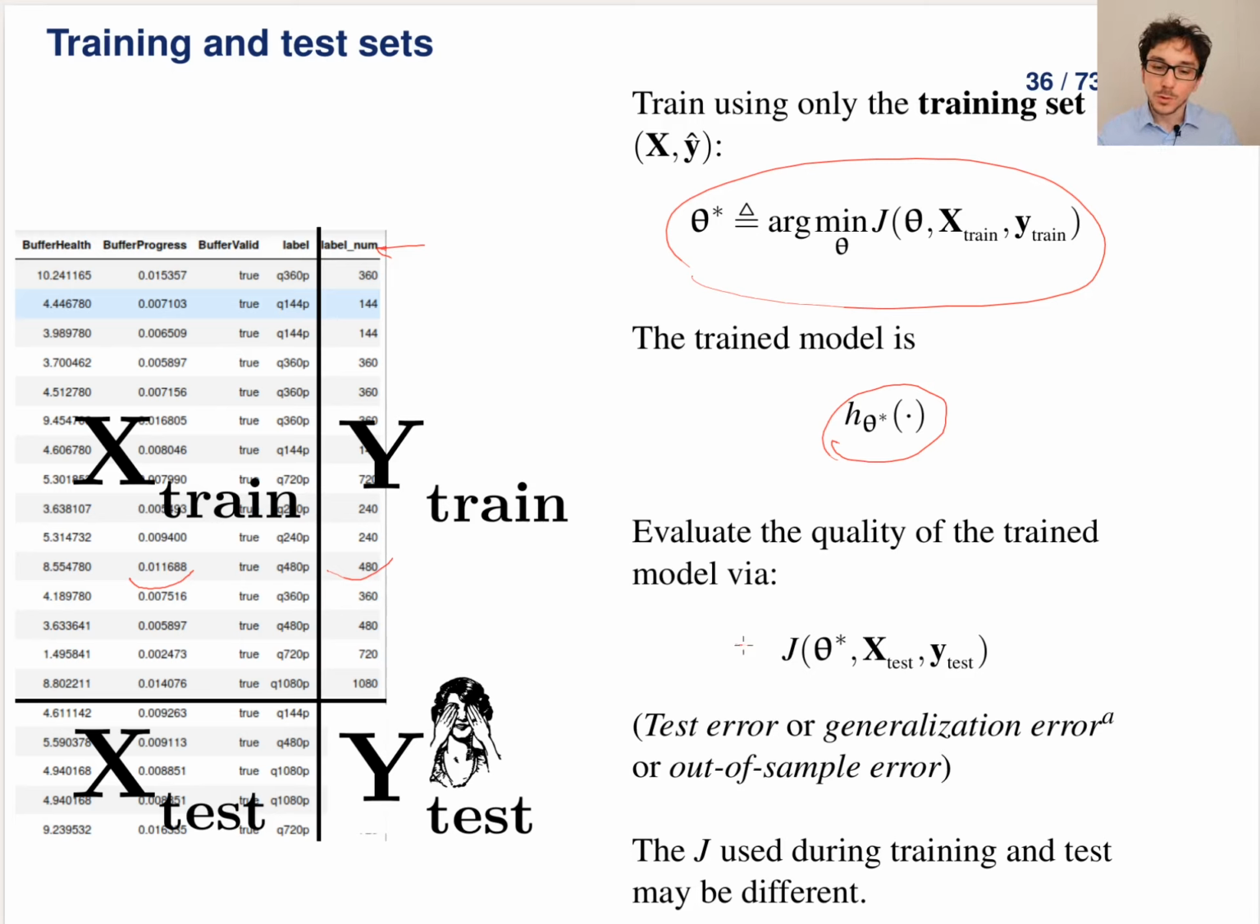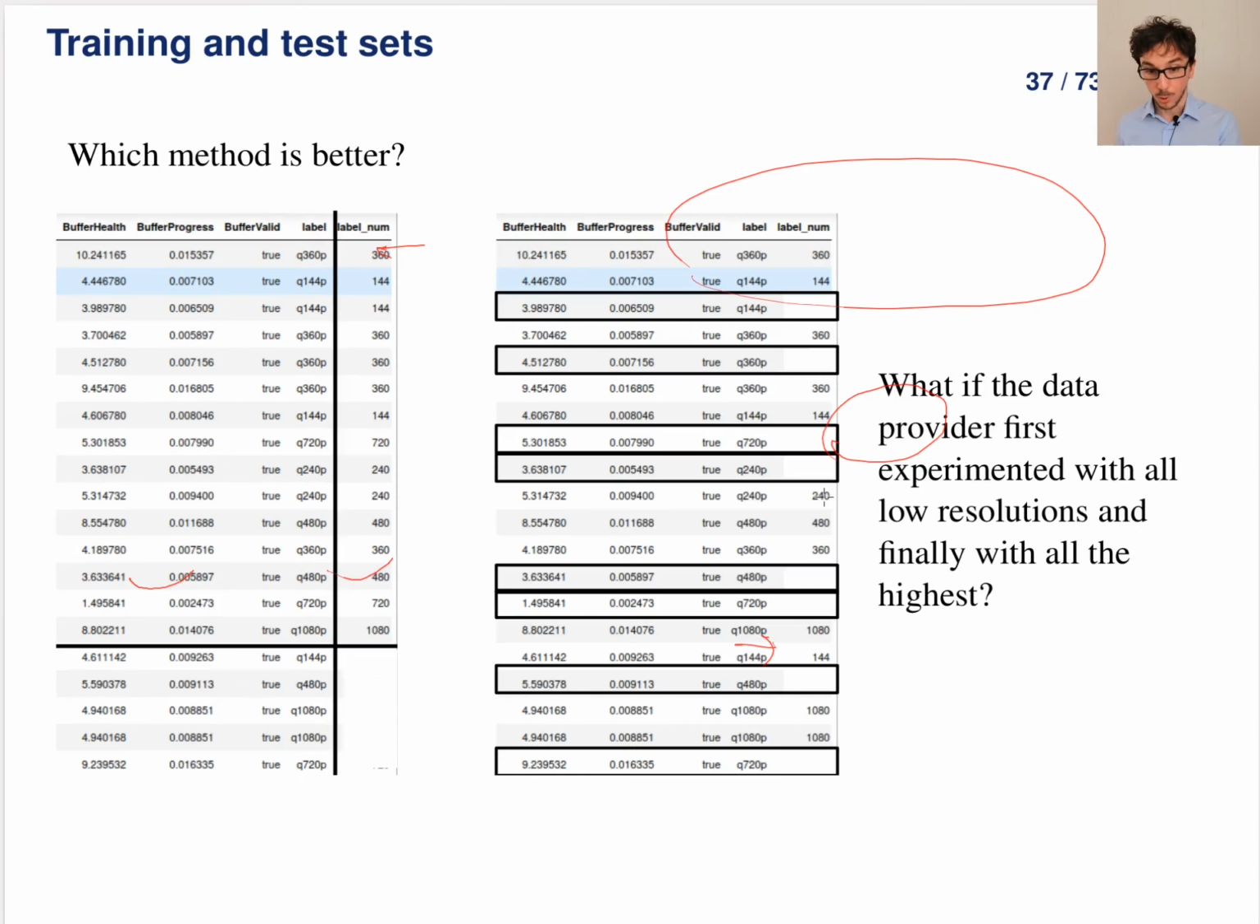And then you compute a posteriori the loss function of that model that you found on the test set. This error here is called test error or generalization error. And this is the actual measure that indicates the quality of your model.